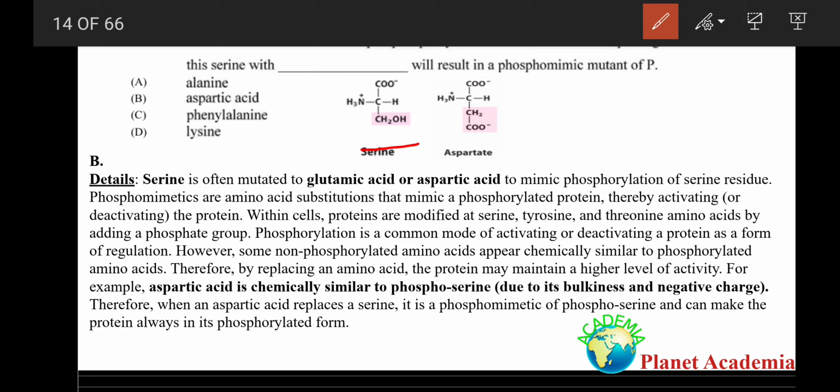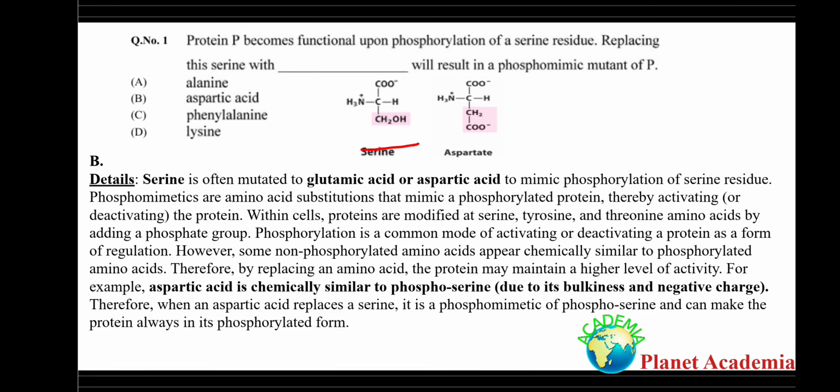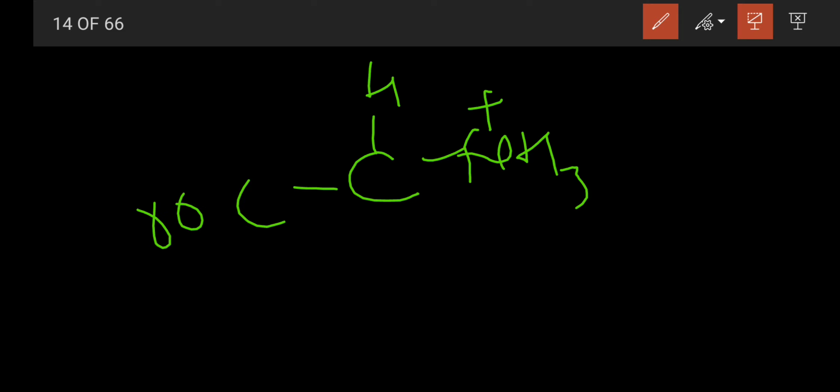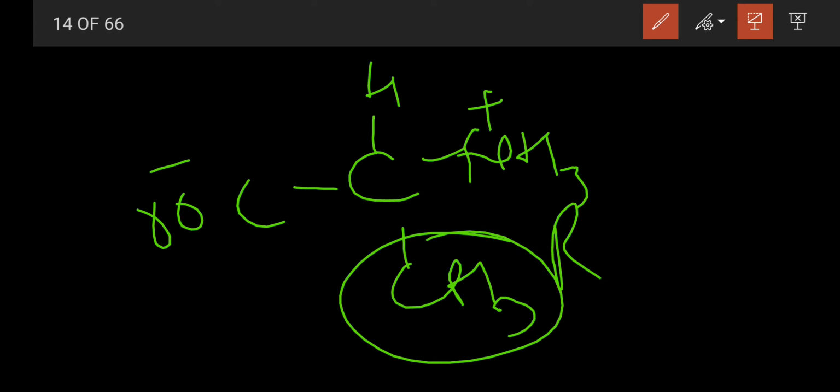The first option, alanine. That means if we substitute serine with alanine, it will be functional always. Is it the case? No. Alanine has a CH3 group in R. Okay, so I've shown now alpha carbon, H, amine group, carboxyl group, and this is the R group. So we don't see the bulkiness, we don't see the negative charge, so this can't be the right option.